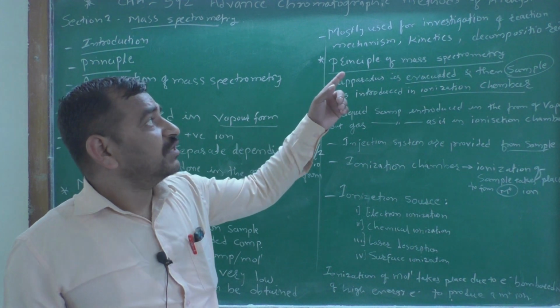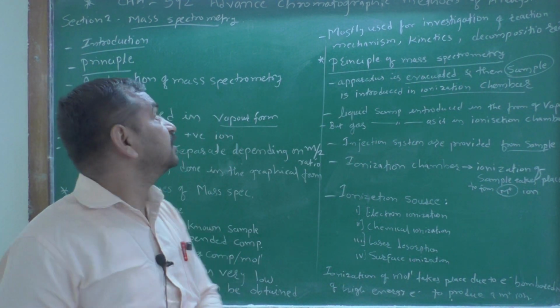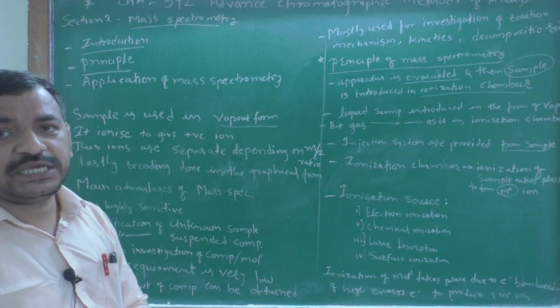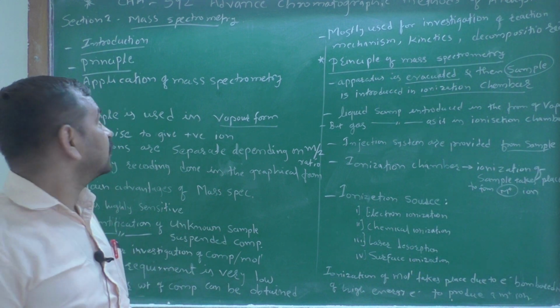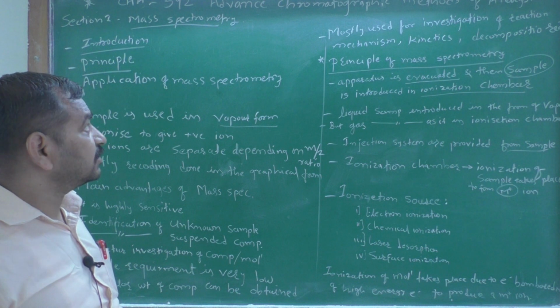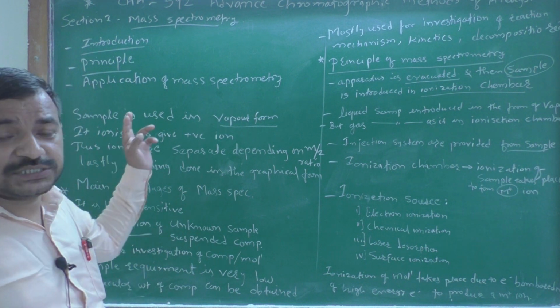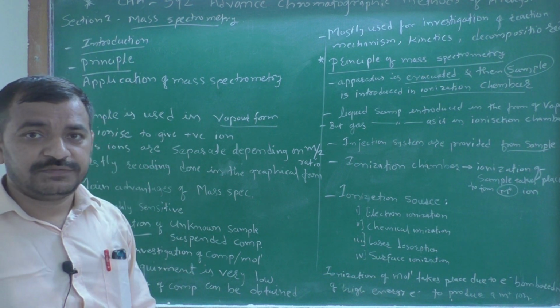Here we talk about analytical chemistry: advanced chromatographic methods of analysis. Our paper number is CHA 392. Section one covers mass spectrometry and gas chromatography, and section two is liquid chromatography.